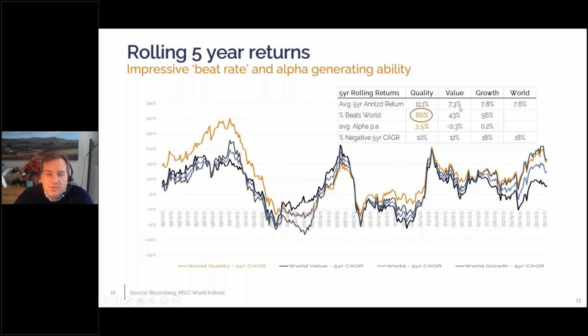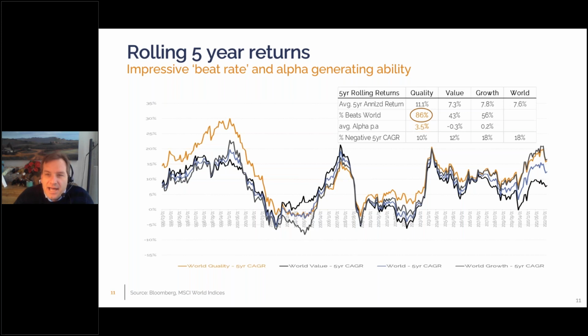In fact, the average 5-year rolling return over the last 32 years for quality has been 11%. But what's really unbelievable is I asked, what percent of the time, and these are rolling monthly returns, not rolling yearly returns, I roll 5-year returns every month. On that basis, the MSCI Quality Index beats the MSCI World 86% of the time. That is an astounding beat rate, especially over 32 years, whereas value doesn't beat it even half the time, and growth beats it over half the time. The average alpha over that rolling 5-year period is 3.5%. I think anyone would gladly sign up for 3.5% alpha on average over 5-year rolling periods.